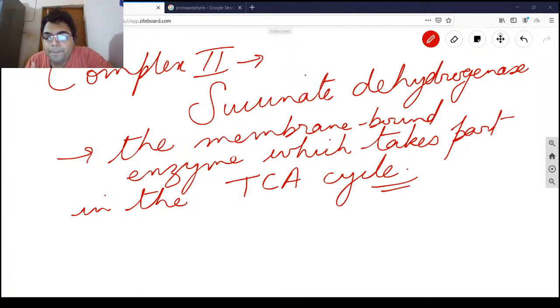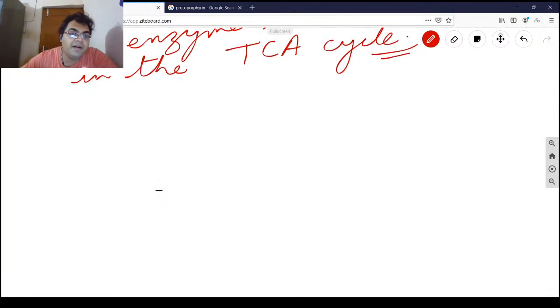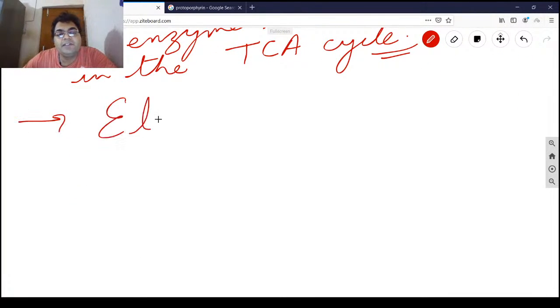Okay, but one thing I'll tell you, keep it in mind: when I gave you the overview, I gave you a very layman view. So here we are coming to the technical part of it. So electron transfer through complex 2 is not accompanied by proton pumping across the inner membrane. Very, very important, proton pumping will not happen.